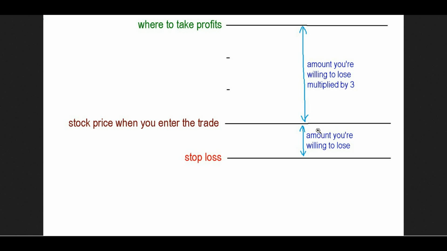So take that number, and now you're going to set your stop loss order. You take the stock price when you entered the trade, and then you subtract the amount that you're willing to lose, and so you end up here at this line, and that's your stop loss order. You can place an automated stop loss order with your broker. Once again, you take the stock price when you enter the trade, subtract the amount you're willing to lose on the trade without getting emotional about it, and that's the price where your stop loss is going to be set.